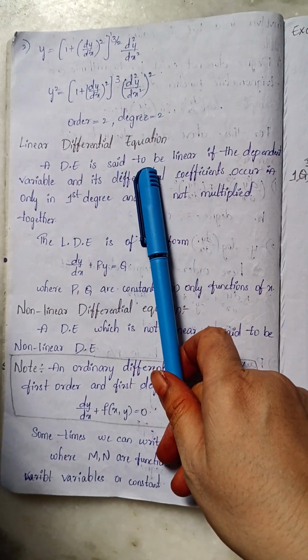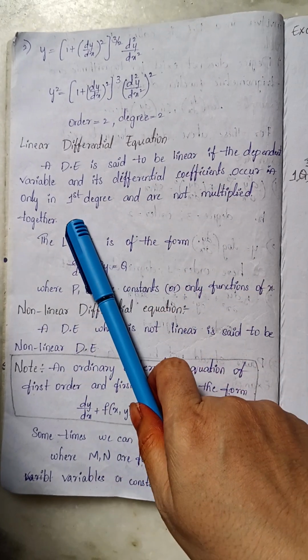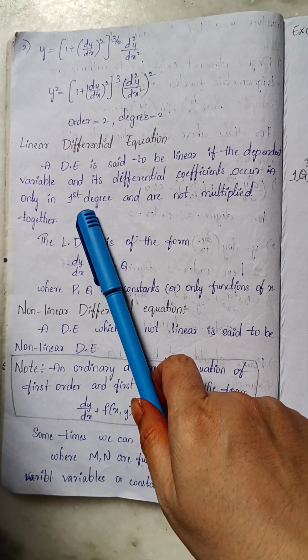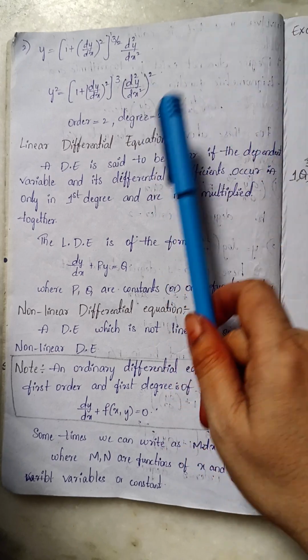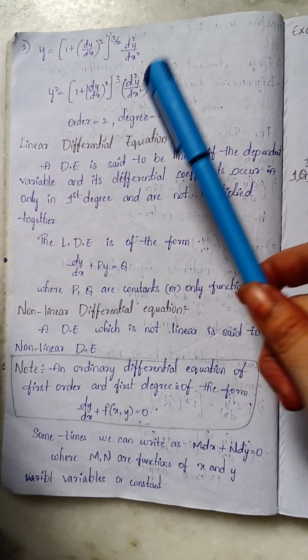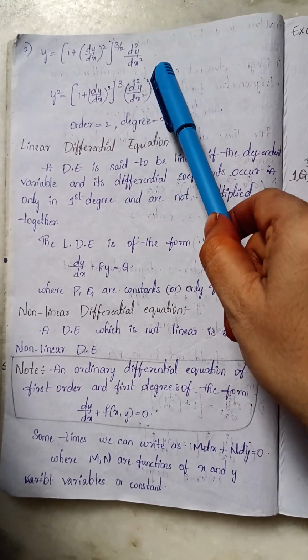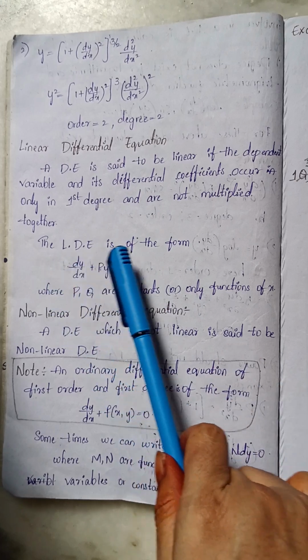Now here is one topic, linear differential equation. A differential equation is said to be linear if it should have first degree. So if it is of first degree, then we can say it is a linear differential equation. Whatever the order will be, suppose d square y by dx square, but degree is here not 1, so it is not a linear differential equation.